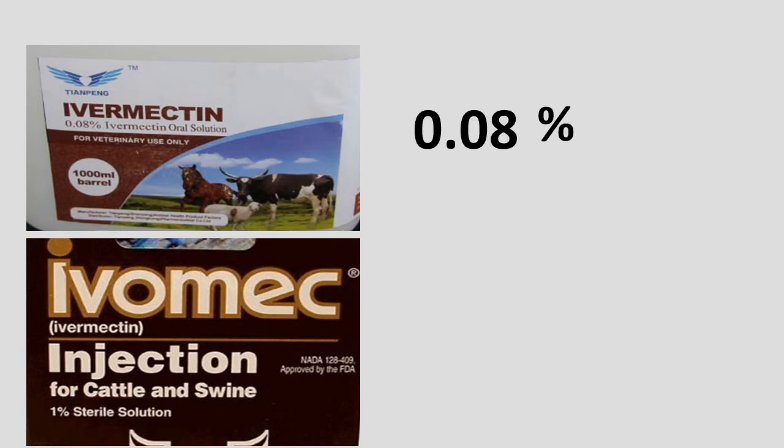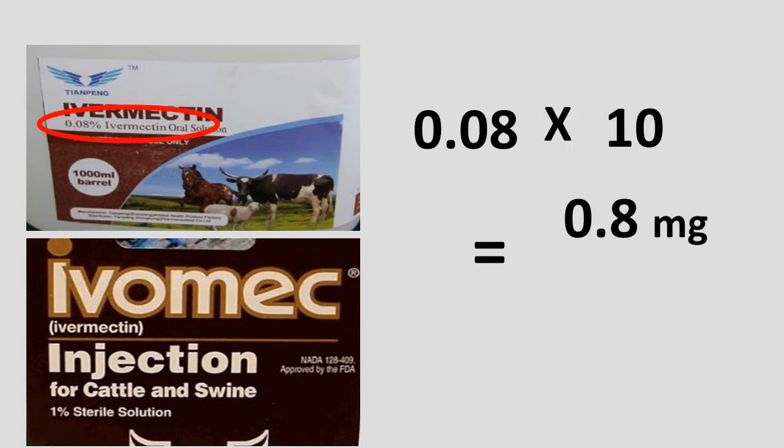So the 0.08% ivermectin would be 0.8 milligrams per milliliter. If it's easier for you, you can just slide the decimal point over 1 place to the right.